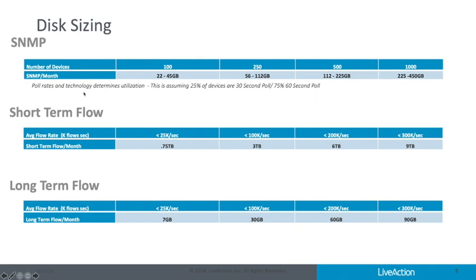All right, and then this is just to show you an example about the different stores and the disk utilization for each one. So you notice for SNMP, if you want to keep the data for about a month and you're monitoring about 100 devices, you're looking at 22 to 45 gigs. If you have less than 25K flows per second, and you want to keep this data for a month, you're looking at 0.75 terabytes, and for the long-term store you will need about 7 gigs. And you notice that the short-term store is what consumes most of the hard drive space.